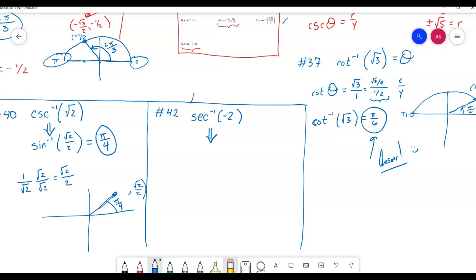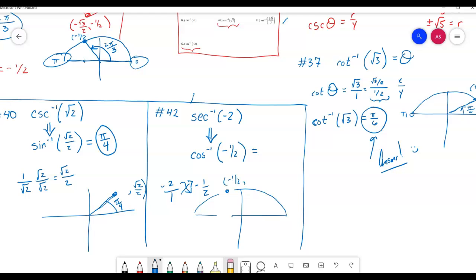Secant inverse, same concept. Secant inverse, you're going to evaluate cosine inverse at the reciprocal value. And the reciprocal of negative 2 is negative 1/2. So now, cosine inverse lives here. My x-coordinate is negative 1/2, and we've seen this earlier in the video. Where is my x-coordinate negative 1/2 on the unit circle? In the second quadrant, and that angle is 2 pi over 3. Final answer.